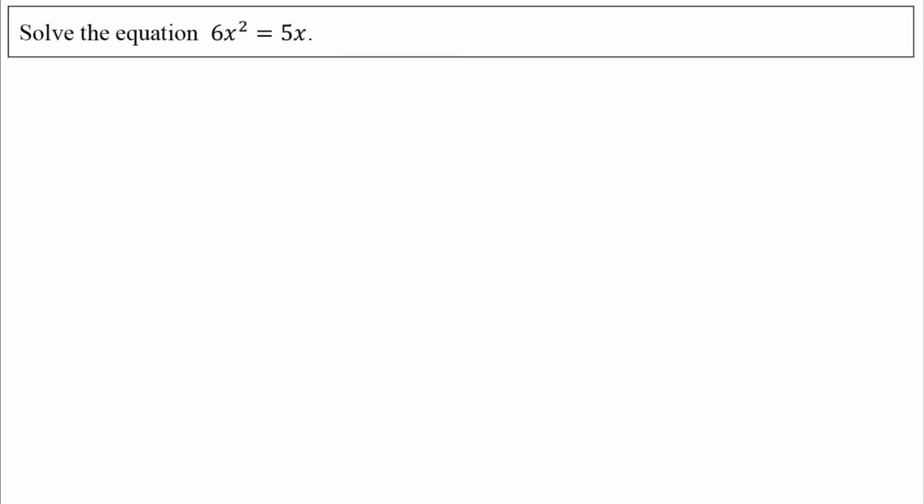So to begin with, we have to solve the quadratic equation 6x squared is 5x. But this isn't in the form I just described. That had to be in the form with a quadratic expression being equal to 0. Well, if the question is not given to us in that form, we will have to rearrange so that it is. 6x squared is equal to 5x can be rearranged by subtracting 5x from both sides into 6x squared subtract 5x is equal to 0.